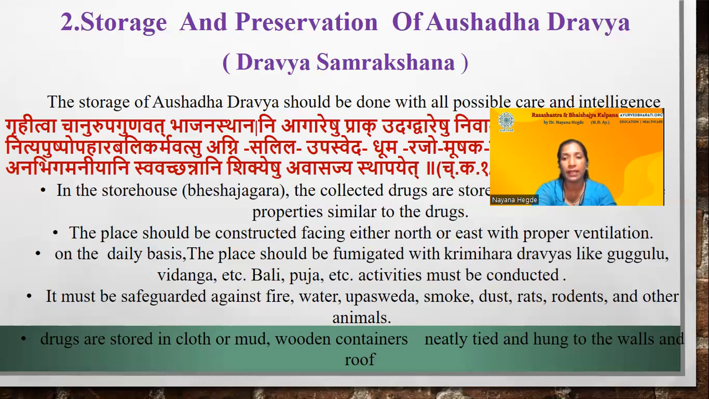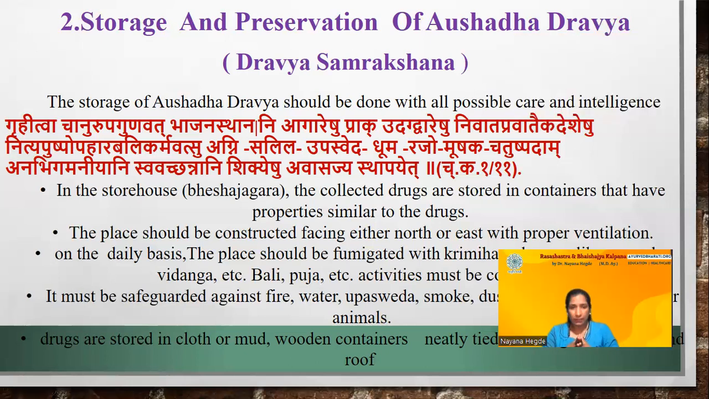So what is the storage and preservation method told in our Samhita? Charaka Samhita has given the reference of how to store and preserve the aushadhi dravya. Grahitva chanu rupa gunavat bhajana sthanani agareshu prak udagadvareshu nivata pravata ekadesheshu nitya pushpa upahara balikarma vastu agni salila upasveda dhuma rajo mushaka chatushpadam anabhigamaniyani swachandani shikyeshu avasajya sthapayet.